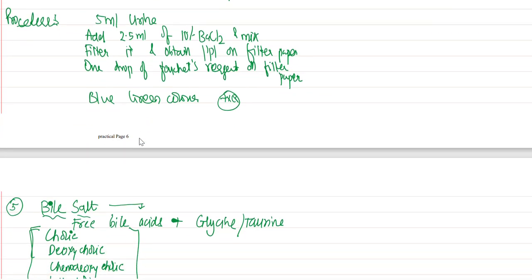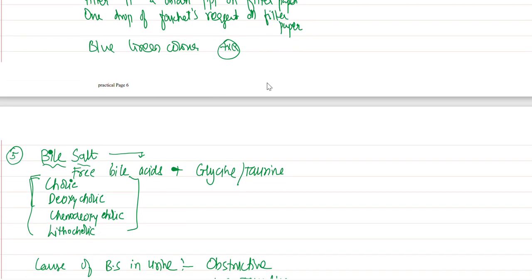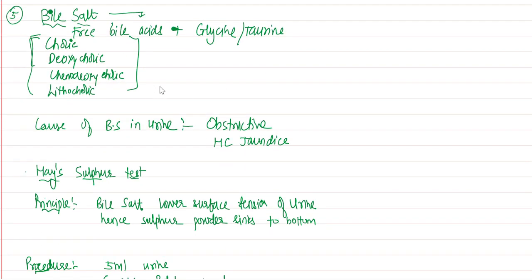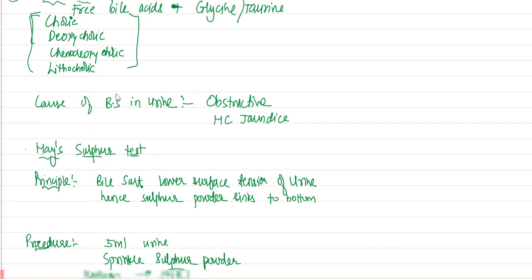Procedure is take 5 ml urine, add 2.5 ml of 10% barium chloride and mix. Filter it and obtain the precipitate on filter paper. Put 1 drop of Fouchet reagent on the filter paper; blue-green color is positive. So we can say that the bile pigments are present. Bile salts are free bile acid plus glycine or taurine. Now free bile acids are cholic acid, deoxycholic acid, chenodeoxycholic acid or lithocholic acid.